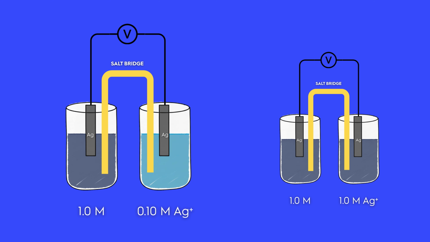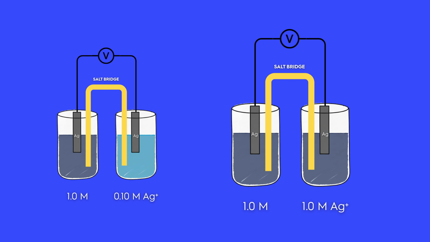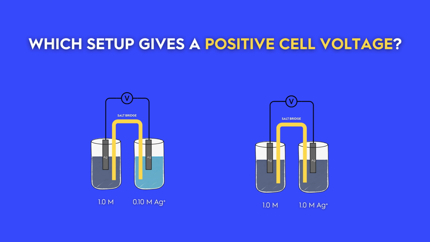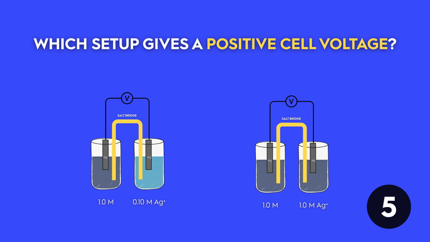Pop quiz. Two silver half cells. One uses different silver ion concentrations. The other uses identical ones. Which setup gives a positive cell voltage? 5 seconds. Go.